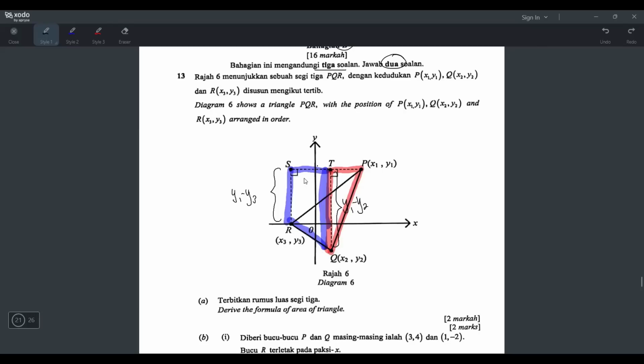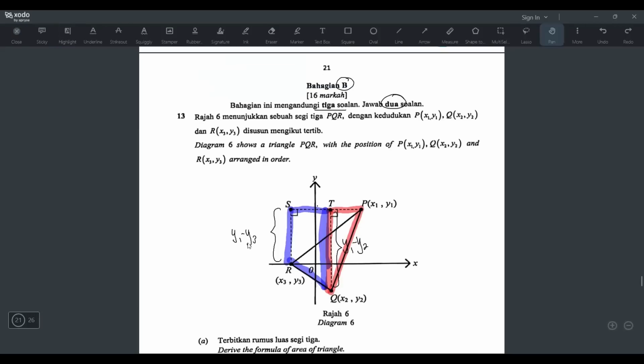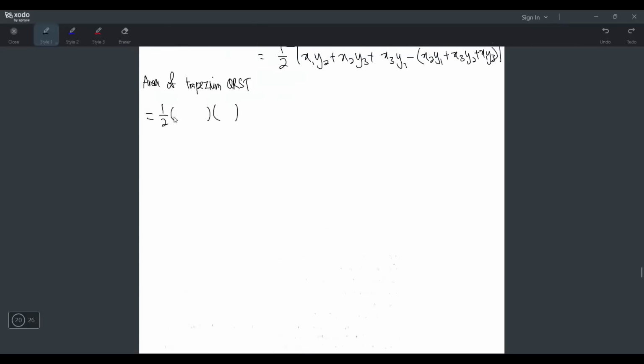Now we can put it into the formula. So it will be 1 over 2 times the sum of parallel sides: y1 minus y3 plus y1 minus y2. y1 minus y3.